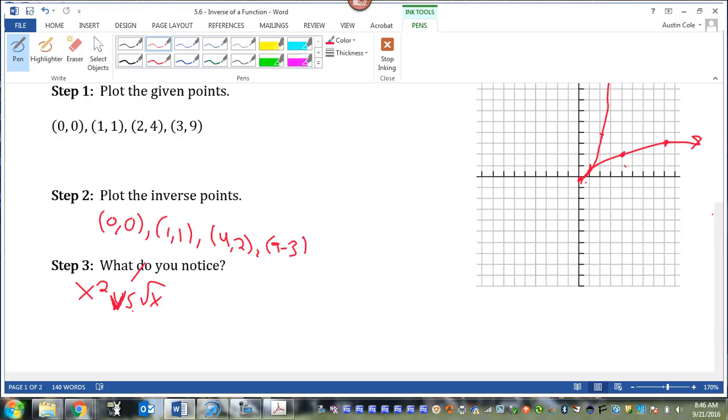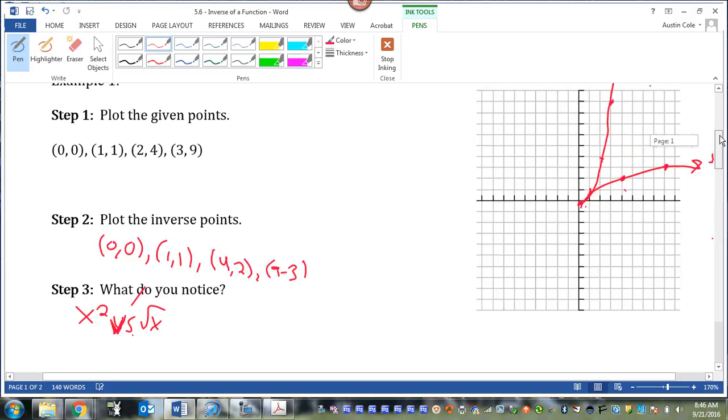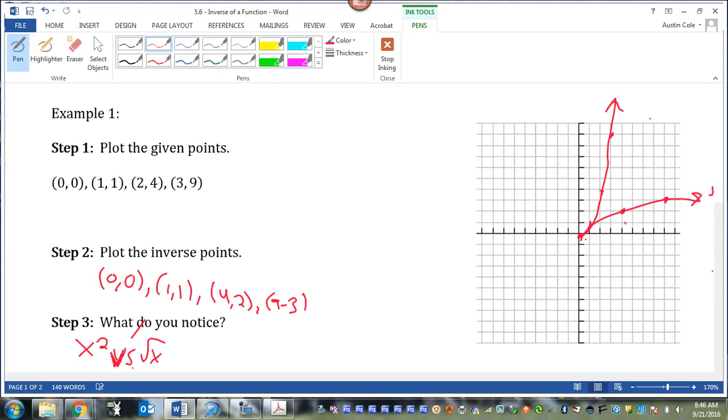What else do you guys notice about that? You already noticed you switch the x and the y, right? Look at the graphs. Are there any reflections there? How do you get from this to this? Reflection over the x-axis.